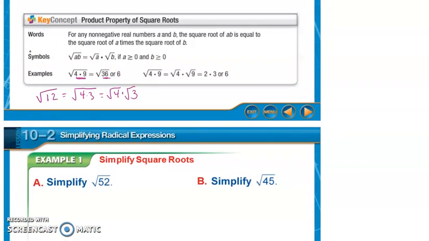Also, if I need to simplify further, the square root of 4 times 9, I can put each of them in their own house, then take the square root of 4 and multiply times the square root of 9. And that's how they got 6.